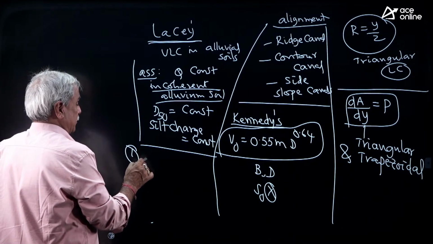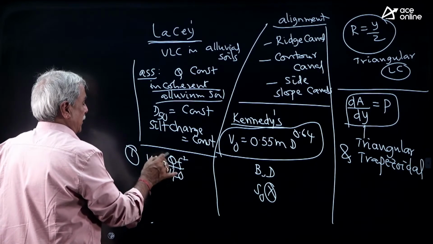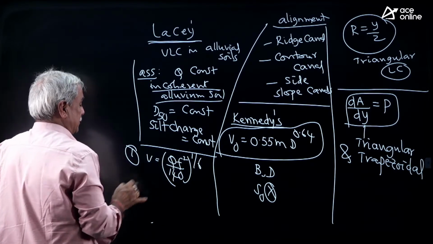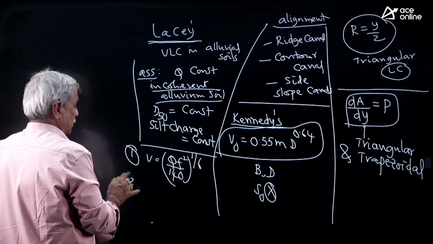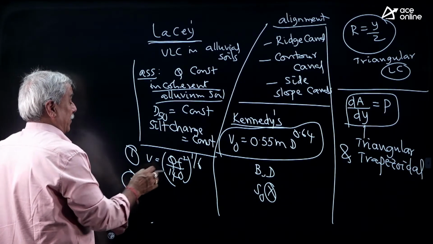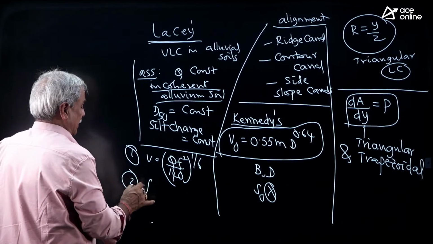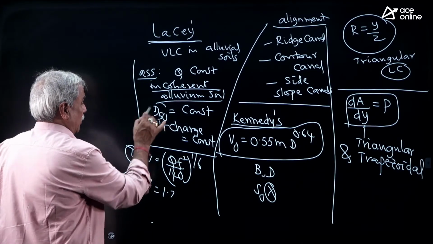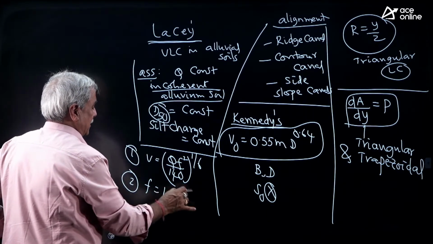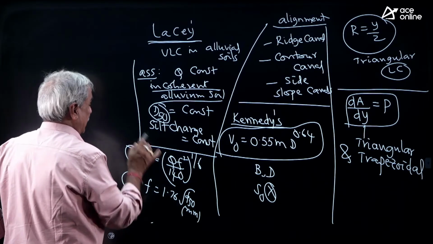First formula, V is equal to (QF²/140) whole power 1/6. Second formula, Q will be given to you as the input parameter, F is not given. F is the silt friction factor, it is given by the average diameter, I told you, 1.76 square root of D50. D50 must be taken in millimeters.